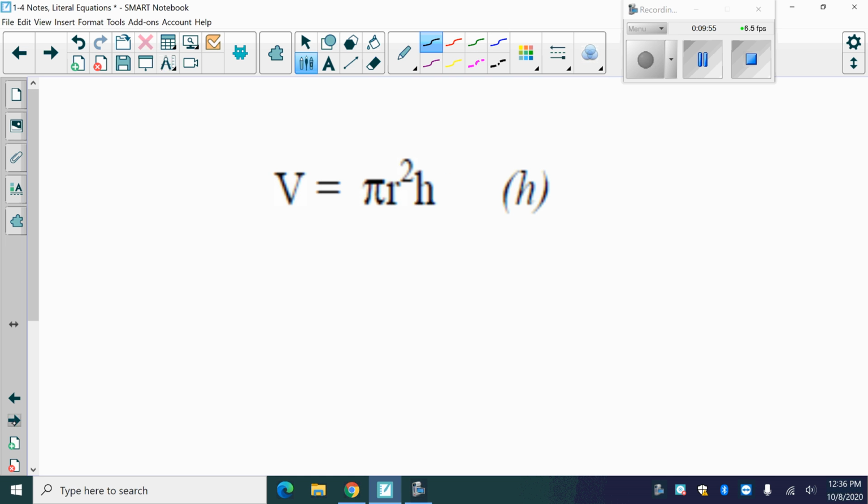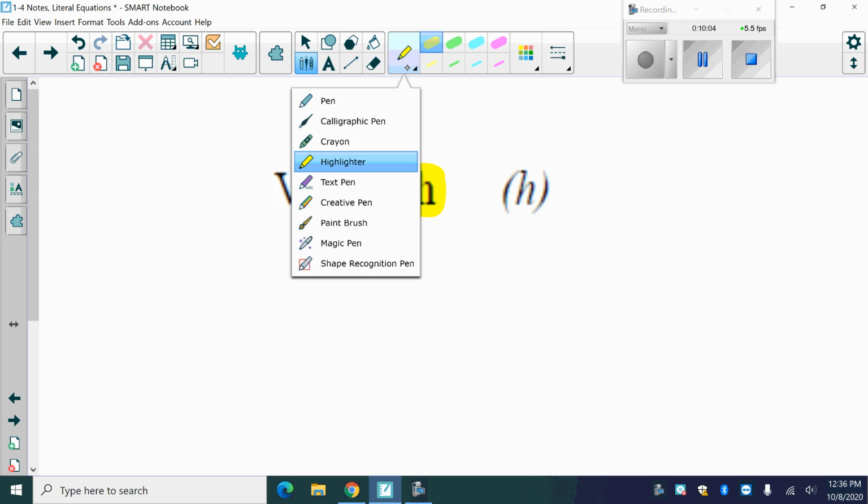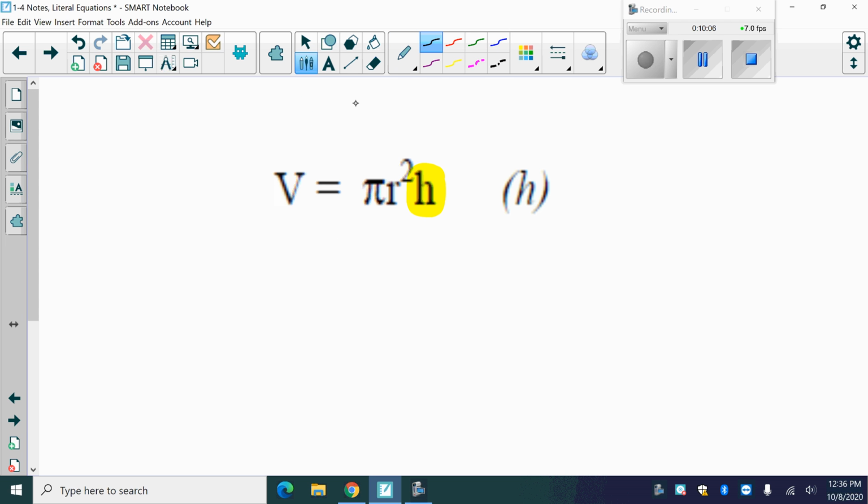V equals pi r squared h. I'm solving this for the variable h. Get your highlighter out, highlight h. How are pi and r squared attached to just the h? Ignore the squared because r squared is not what we're solving for. We're solving for h. And if you look, these are all attached by multiplication. Okay, the squared is not attached to the h, it's attached to the r.